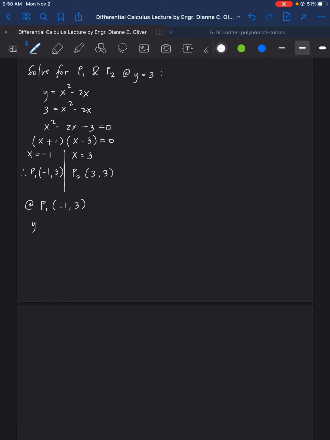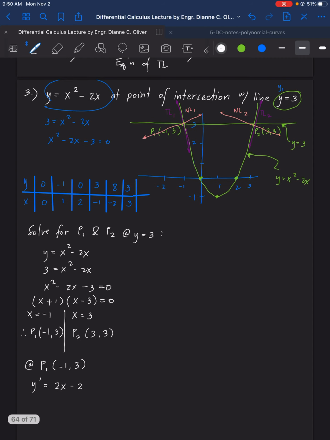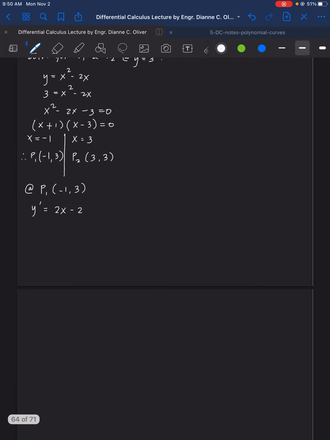So for y, y prime is now equal to 2x minus 2. The original equation is y equals x squared minus 2x, so we derive y prime equal to 2x minus 2. Then substitute the value of x: 2 times negative 1 minus 2, so negative 2 minus 2. Y prime is negative 4. Therefore, the slope of tangent line 1 is equal to negative 4.